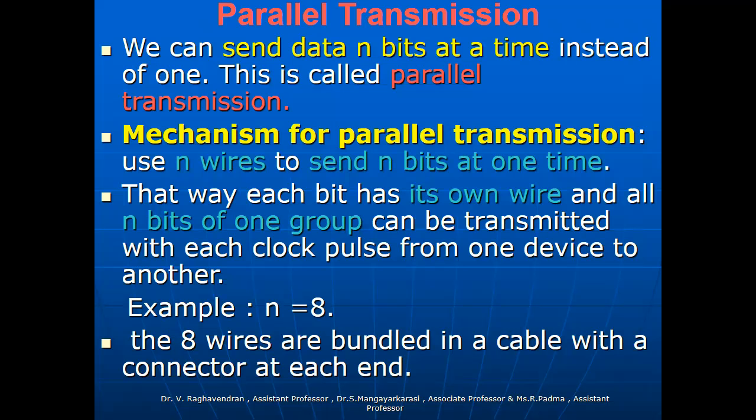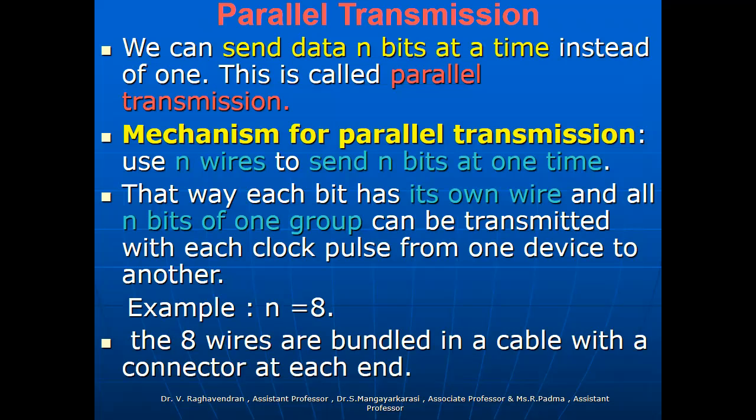That means we are going to send any number of bits at a time. That is called parallel transmission. Next, the mechanism used for parallel transmission: first we use n wires to send n bits at one time. That way each bit has its own wire, and all n bits of one group can be transmitted with each clock pulse from one device to another.